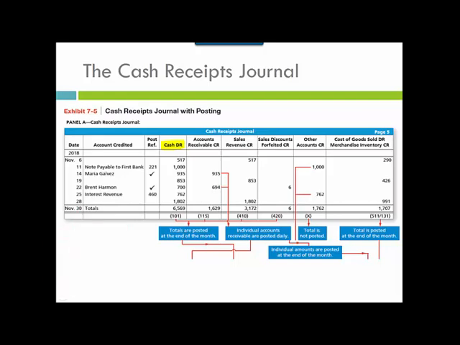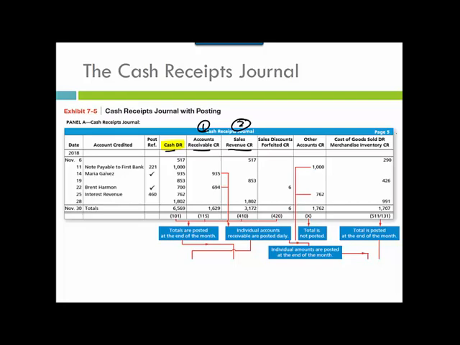have an other. So the two main sources of cash coming in are, one, people paying on their accounts receivable. So the debit would be to cash, and the credit would be to accounts receivable. The second main reason that we'd have cash coming in is for a cash sale. So the debit would be to cash, and the credit would be to sales revenue.